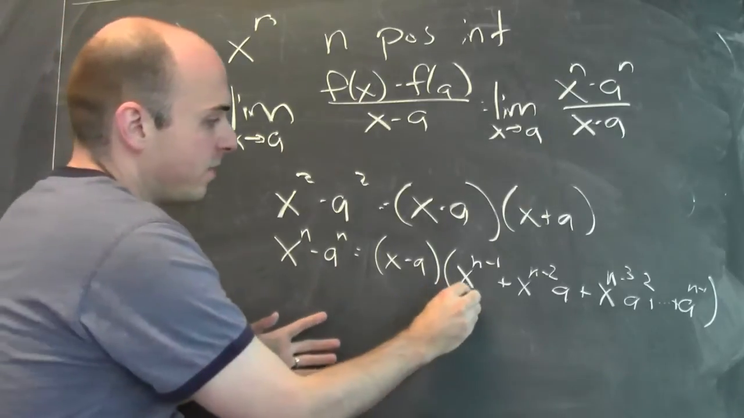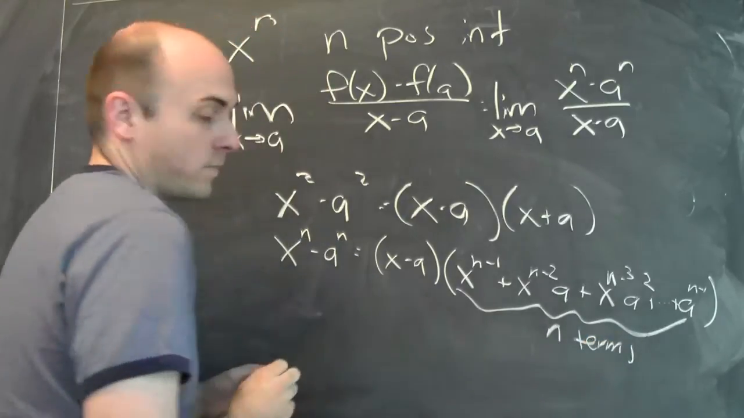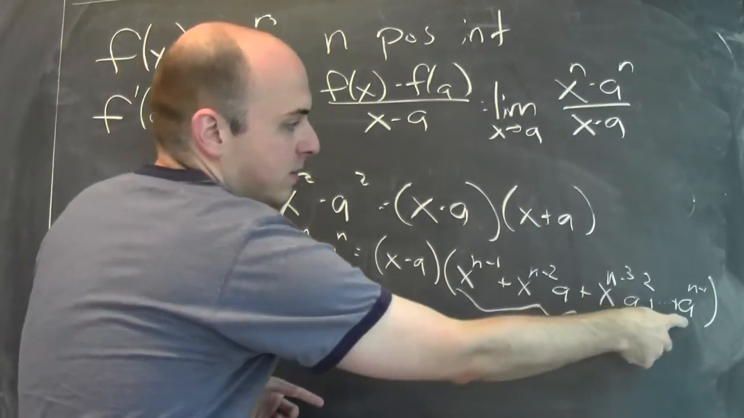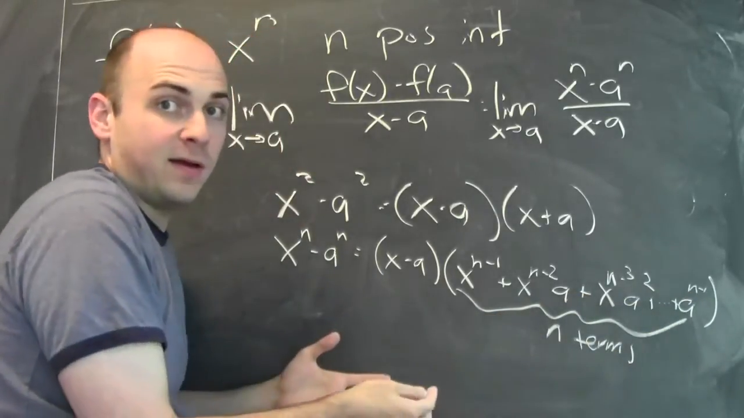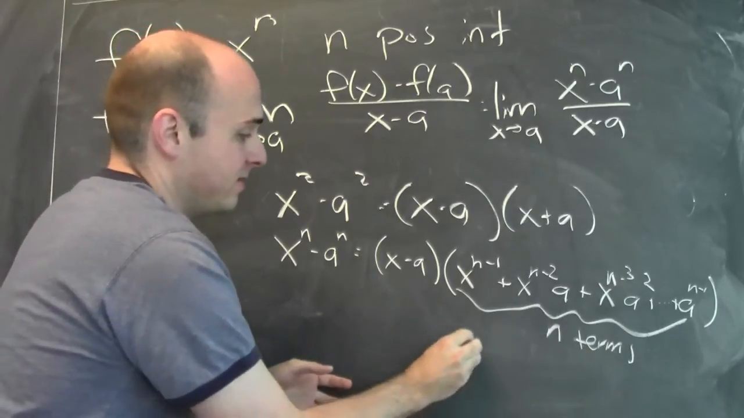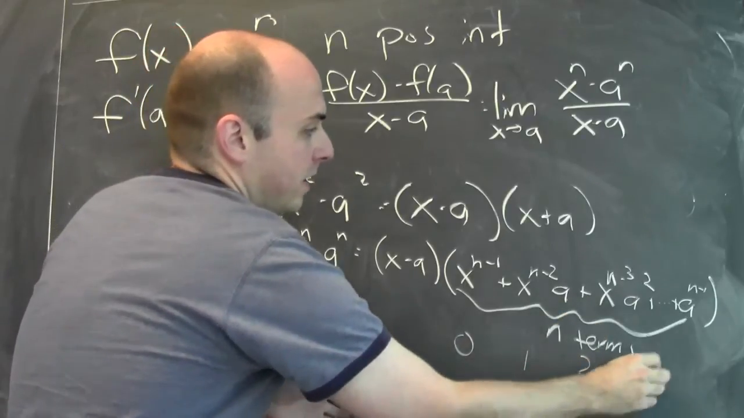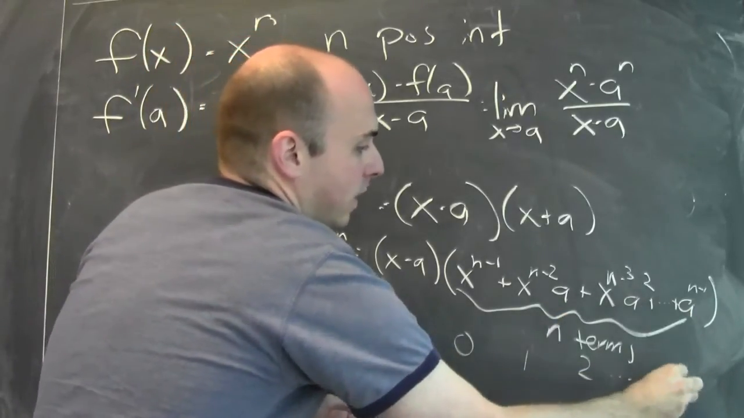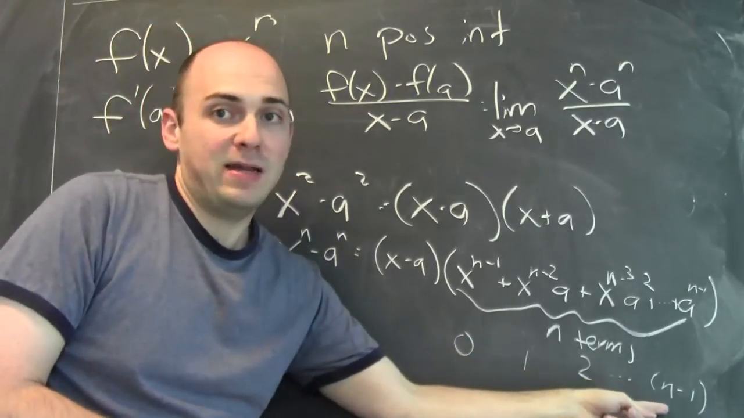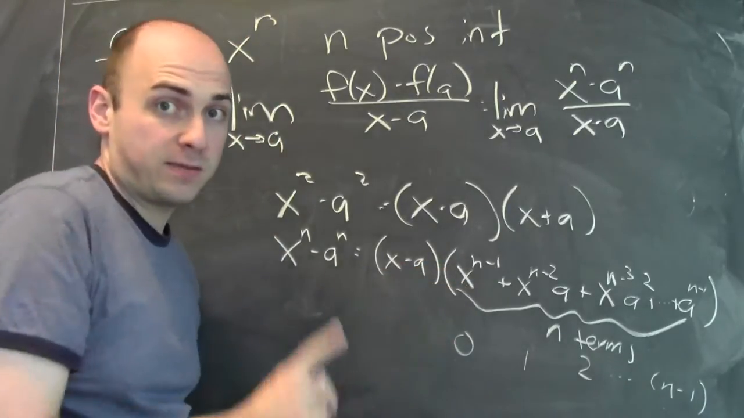And it's worth pointing out that there are n terms here. If you like, this is the 0th term, the first term, and it ends with the n minus 1th term. I'm writing down the exponent on the a: this is a to the 0, this is a to the 1, this is a to the 2, and it ends with an a to the n minus 1. Well, how many things are there if you start counting from 0 and you end at n minus 1? There's n of those things. So there's n terms in this product. That'll be important later.